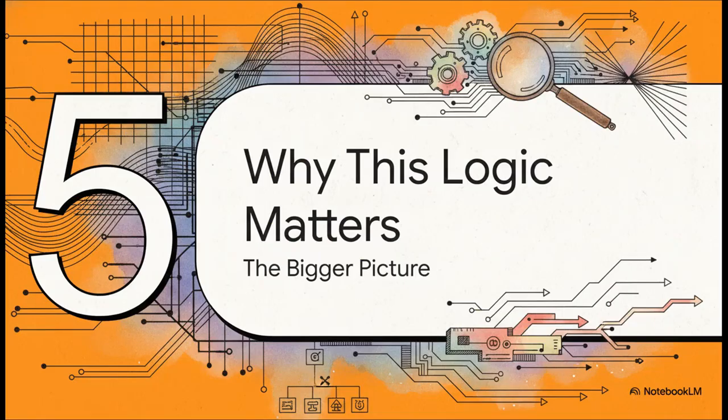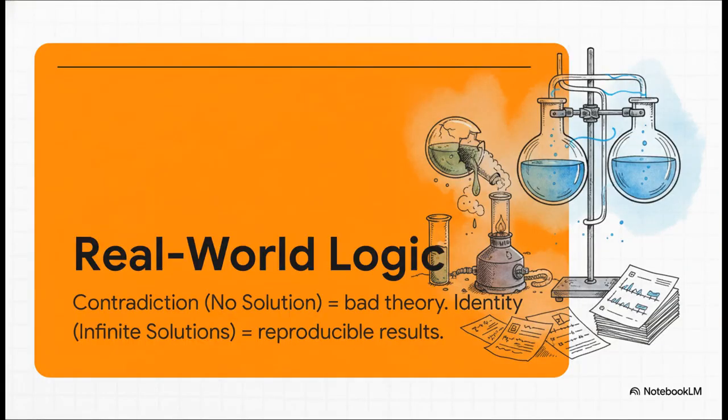Okay, so we've been playing Math Detective for a little bit. But why? Why does any of this actually matter outside of an algebra test? Well, it turns out this is about a fundamental type of logic that applies pretty much everywhere. Think about it like a science experiment. If you run 2 trials and get data that totally contradicts itself, that's our no solution case. It means something is probably wrong with your theory. But if you run the experiment twice and get the exact same data, our infinite solutions case, it means your results are consistent, they're reproducible. It's the same exact logic.